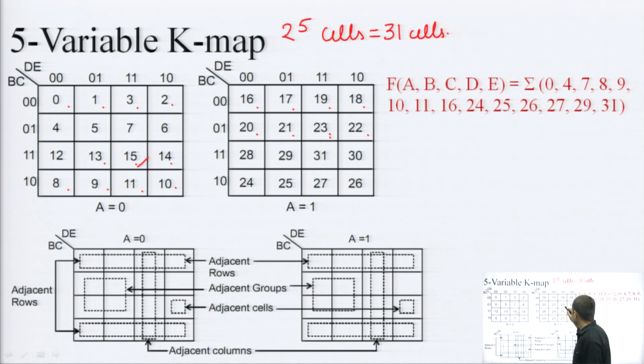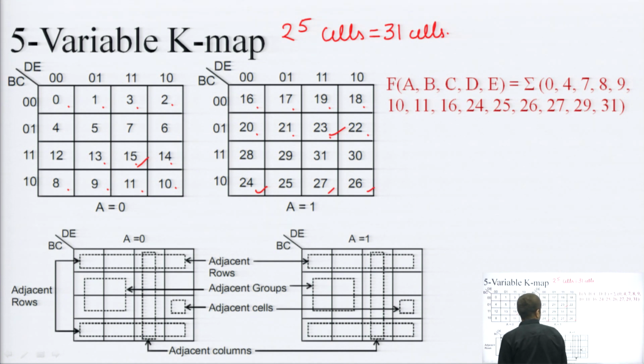Similarly, after 23, 24 will not be written in the third row, it will be written in the fourth row: 24, 25, 26, 27, 28, 29, 30, 31, that means 30 and 31 are swapped. So this is the 5 variable K map layout. Okay. So how to solve these K maps? There is a question provided to me.